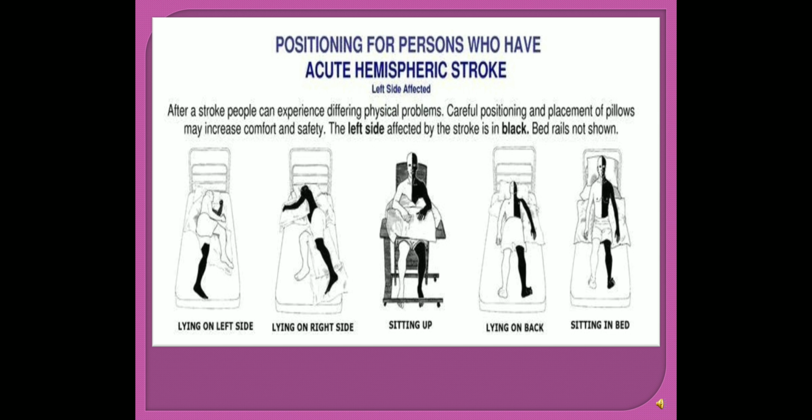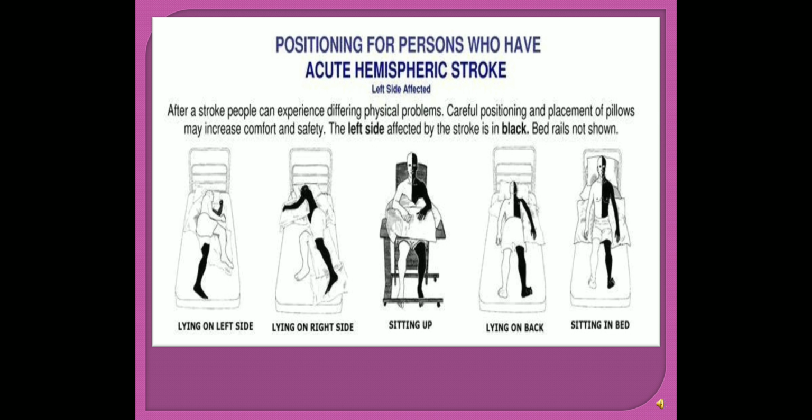Then the fourth position, we can see that the patient is now lying on his back. In this position also, if the patient has any associated problems like breathing problems or other complications, then we can modify these positions. Here, the head of the bed can be 0 to 30 degrees unless any contraindication is present.